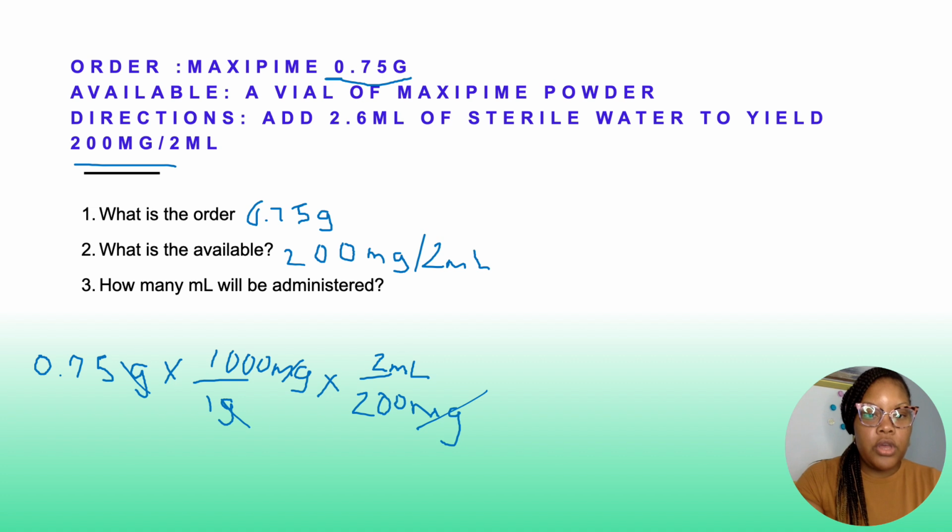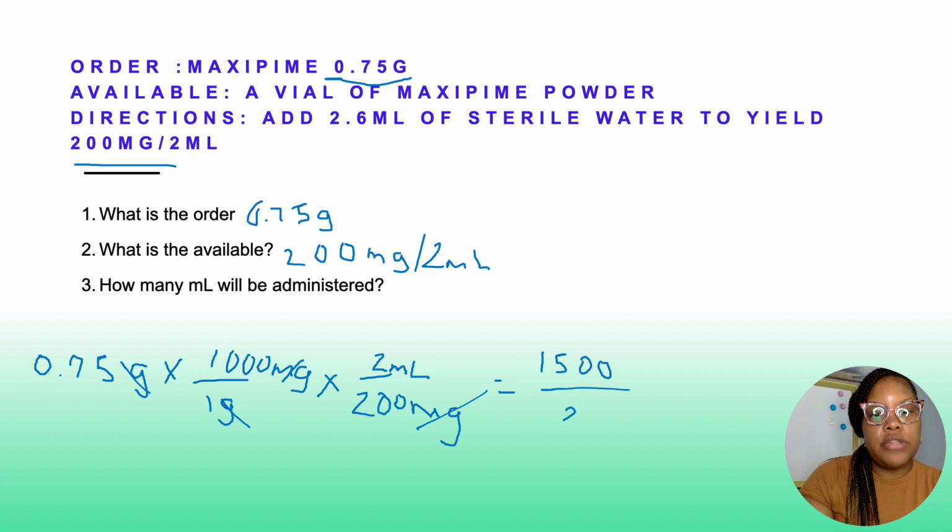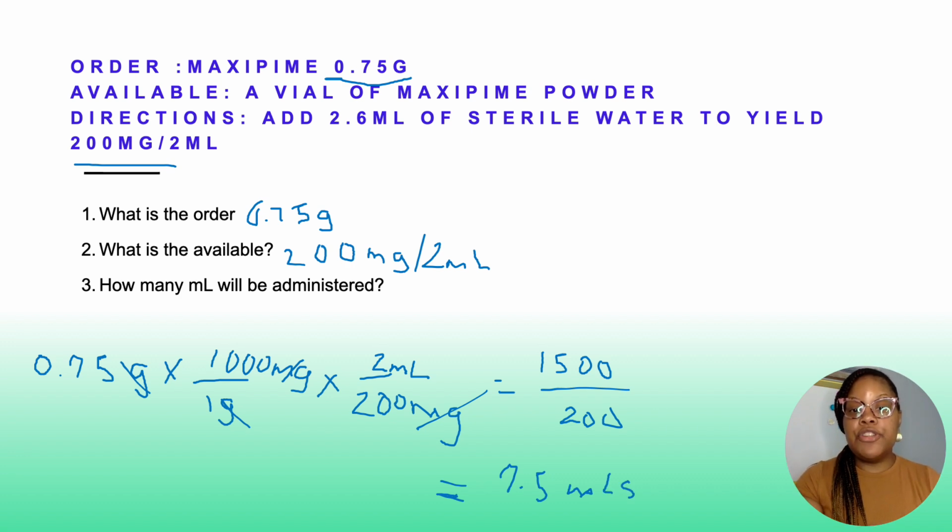We're then left with, you multiply straight across and you get 1,500. Then multiply straight across on the bottom, get 200. And then we divide. Put that into your calculator and you're going to get 7.5 mLs. Your question will let you know what you want it rounded to. Do they want it rounded to the nearest tenth? The nearest whole number? And you would just go from there. All right, how did you guys do on that one?